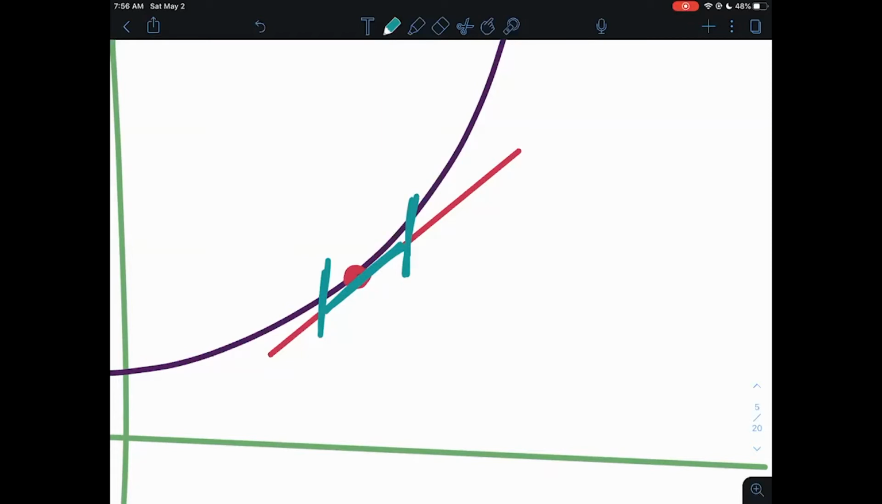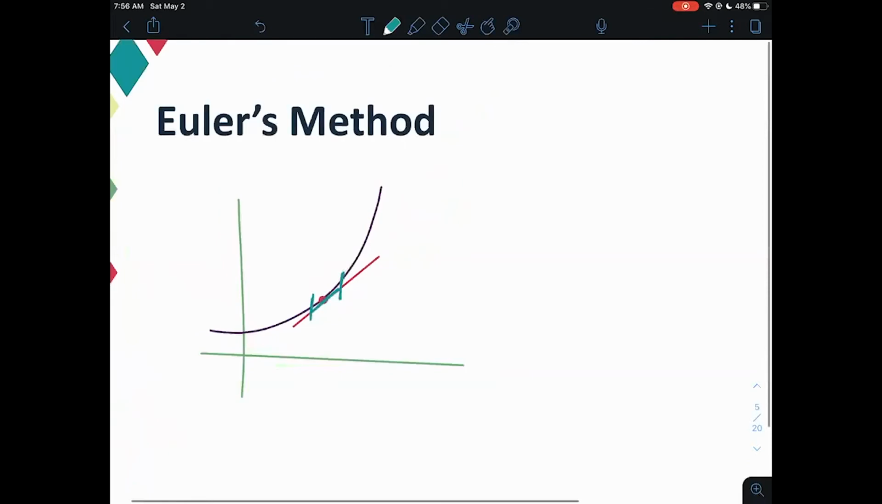I'm getting ahead of myself here. Euler's method is very similar, and it's essentially this idea of local linearity, of using a tangent line to approximate a value, but stopping every so often and changing the tangent line, changing the slope, changing the direction of our approximation. In a formula sense, that looks like this.